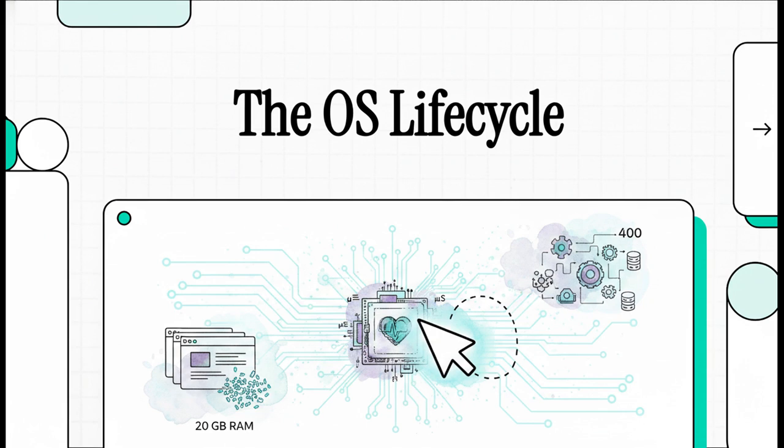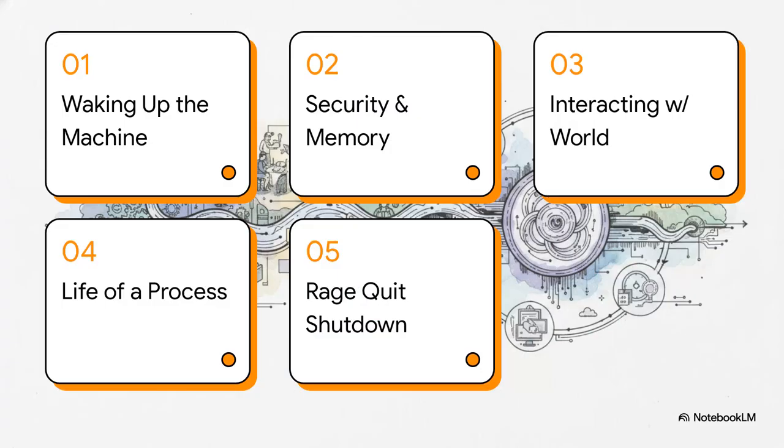It is a literal miracle performed thousands of times per second by the single most underappreciated piece of software ever written, the operating system. Now, like any good computer science professor will tell you, the absolute best way to understand a wildly complex system is to just follow its timeline. So here is our syllabus for today. We'll start with 1, waking up the machine, then 2, security rings and virtual memory. After that, 3, interacting with the world, 4, the life of a process, and finally 5, rage quit and shutdown. Basically, we're going to trace the exact chronological lifespan of a computer session all the way from absolute zero at power on to completely shutting the whole thing down.